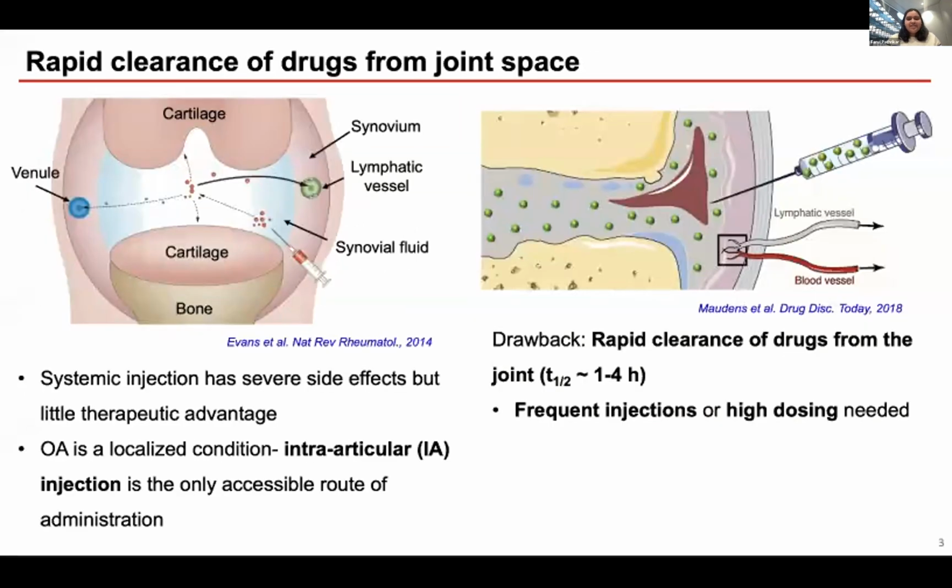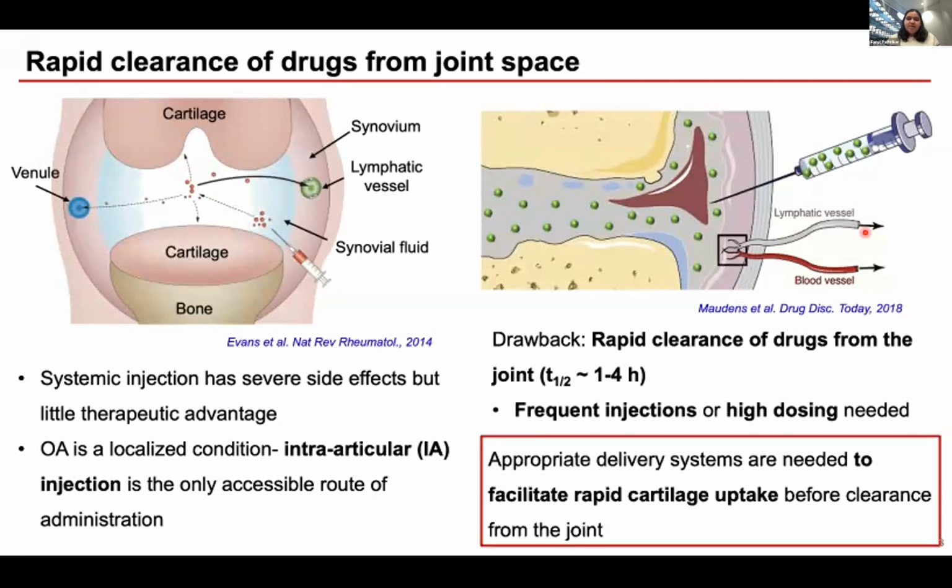Since OA is a localized condition, an intra-articular injection or IA injection is more efficacious than systemic administration as it prevents the side effects. However, both small and large molecules, when injected in the joint space, get cleared out rapidly by subsynovial capillaries or lymphatics, respectively. As a result, high doses or frequent injections are needed, which is not feasible. Therefore, effective delivery systems are needed to enable rapid cartilage uptake before clearance from the joint space.